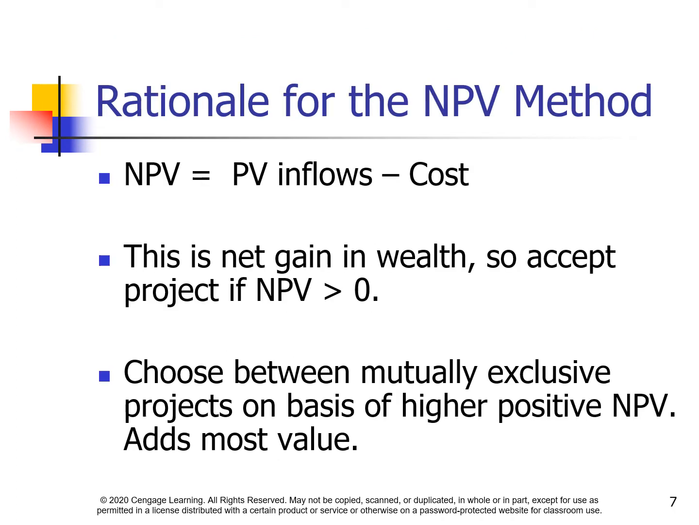Rationale for the net present value method. NPV equals the present value of all the inflows minus cost. This is the net gain in wealth, so accept the project if NPV is greater than zero. Choose between mutually exclusive projects on the basis of a higher positive NPV, as it has the most value.